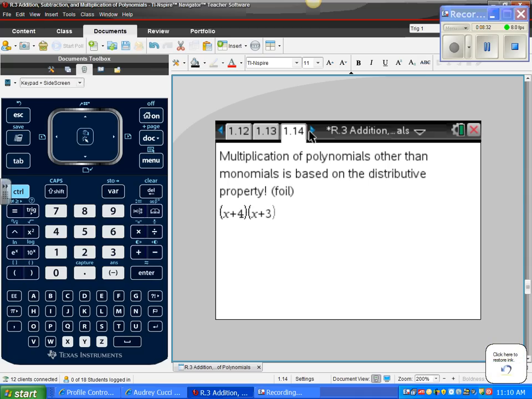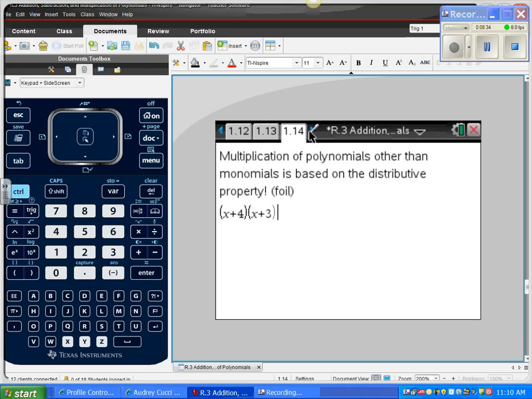Okay, so now let's deal with foiling polynomials other than monomials. You remember FOIL: first, outer, inner, last. You know how to do this in your sleep. First, x times x, x squared. Outer, x times 3, 3x. Inner, 4 times x, 4x. And last, 4 times 3 is 12. Last step here, combine those center terms, your like terms, and you get x squared plus 7x plus 12.